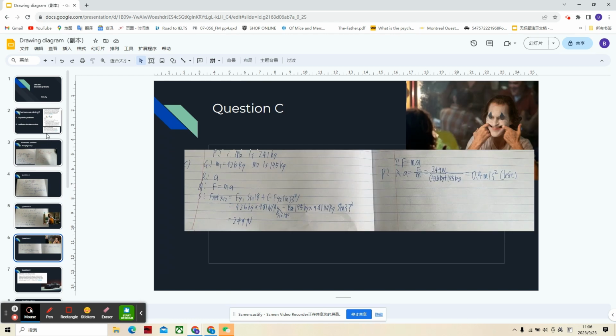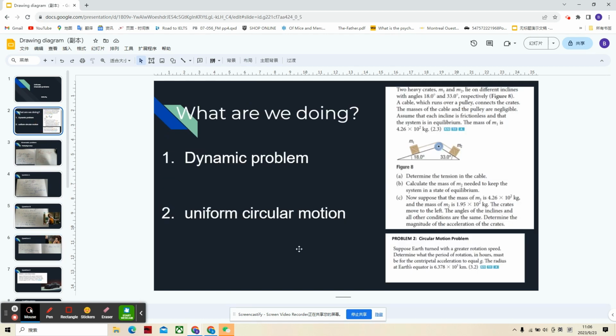So in question C, we have been asked to determine the magnitudes of the acceleration. Now the conditions are changed. M1 is still 426 kilograms, but the mass of M2 changed to 195 kilograms. So at that time, the state of these two craft is not equilibrium anymore. It starts to move to the left side.